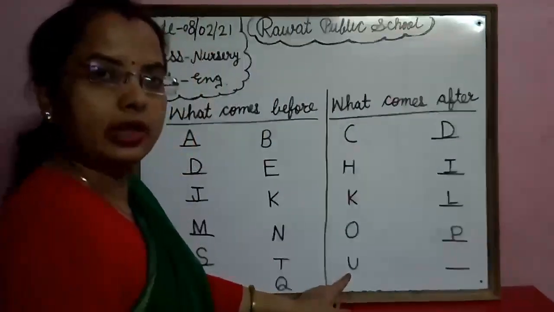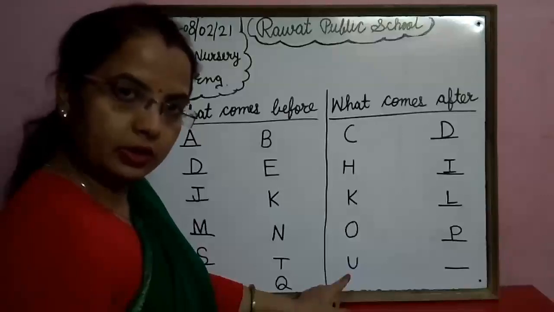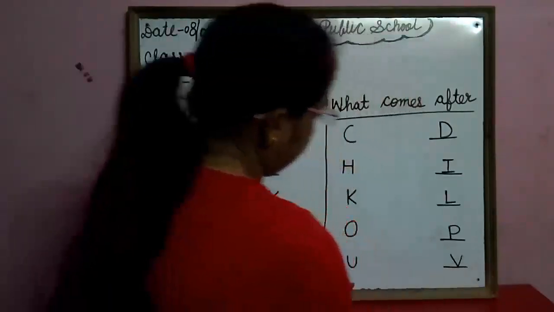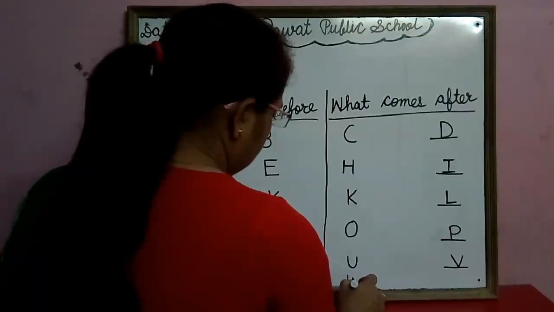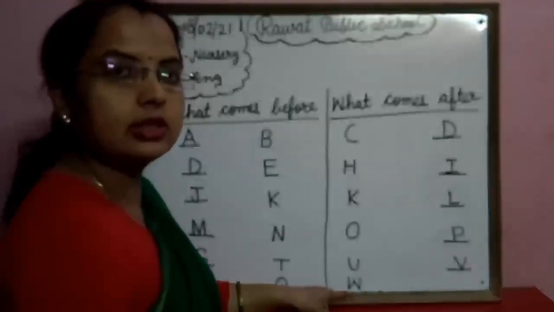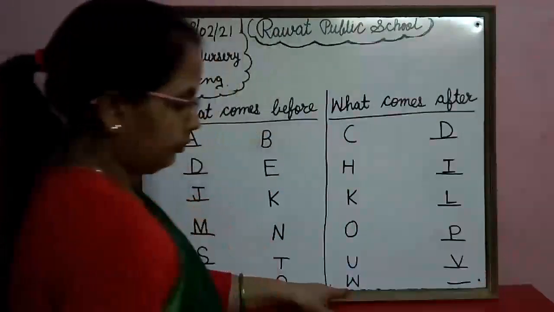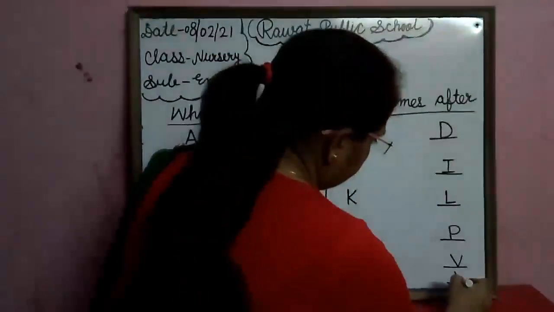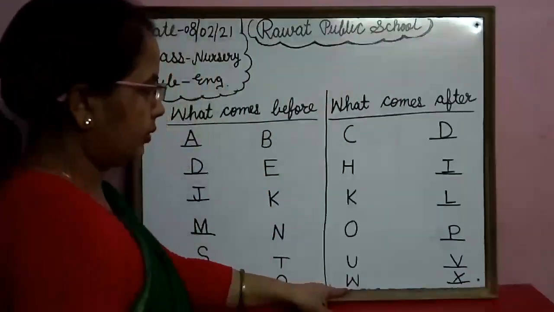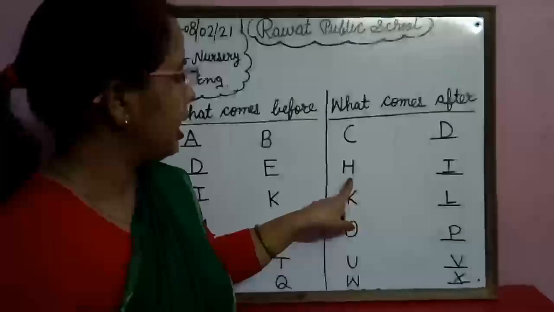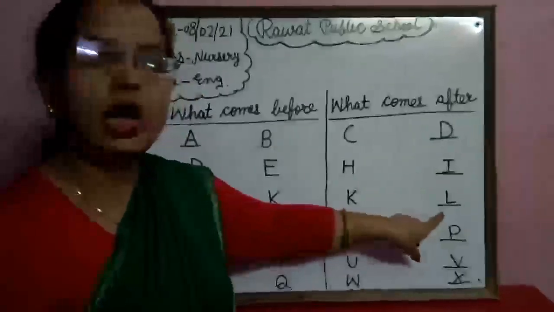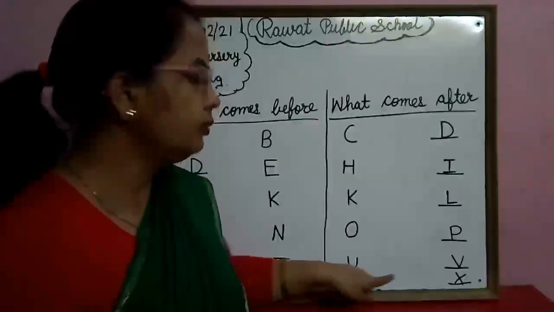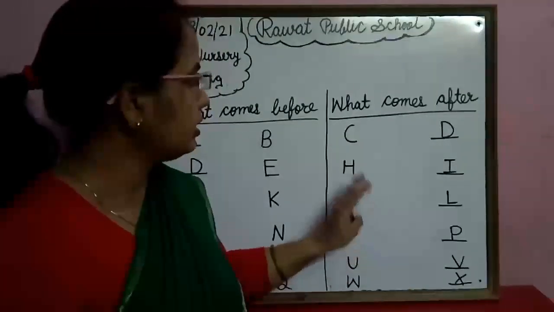This is U. Capital U. What comes after U? U ke baad kya aata hai? V. So we will write here V. This is W. What comes after W? W ke baad kya aata hai? X. C, D, H, I, K, L, O, P, U, V, W, X. Okay? This is what comes after.